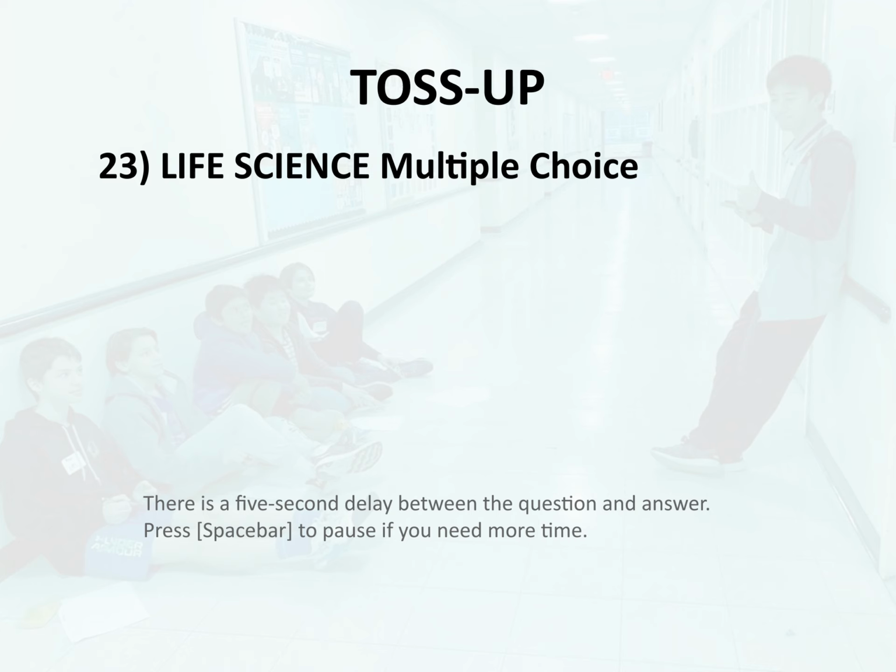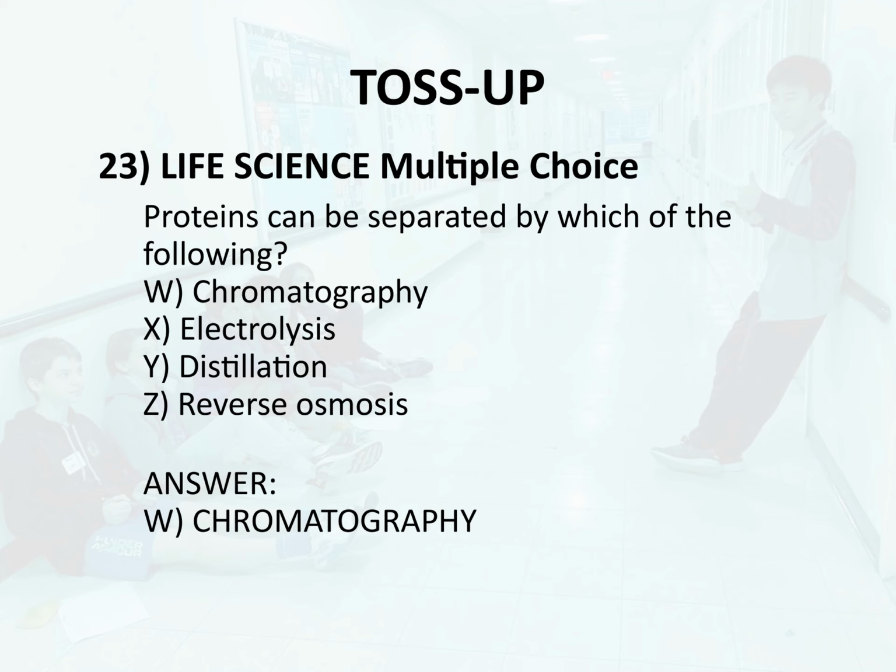Toss-up 23. Life science. Multiple choice. Proteins can be separated by which of the following? W. Chromatography, X. Electrolysis. Y. Distillation. Z. Reverse osmosis. Answer: W. Chromatography.